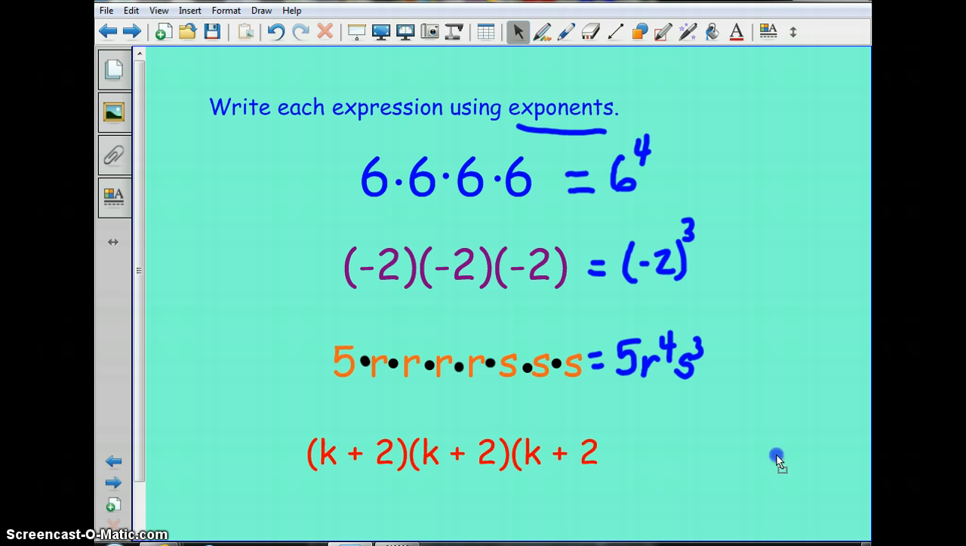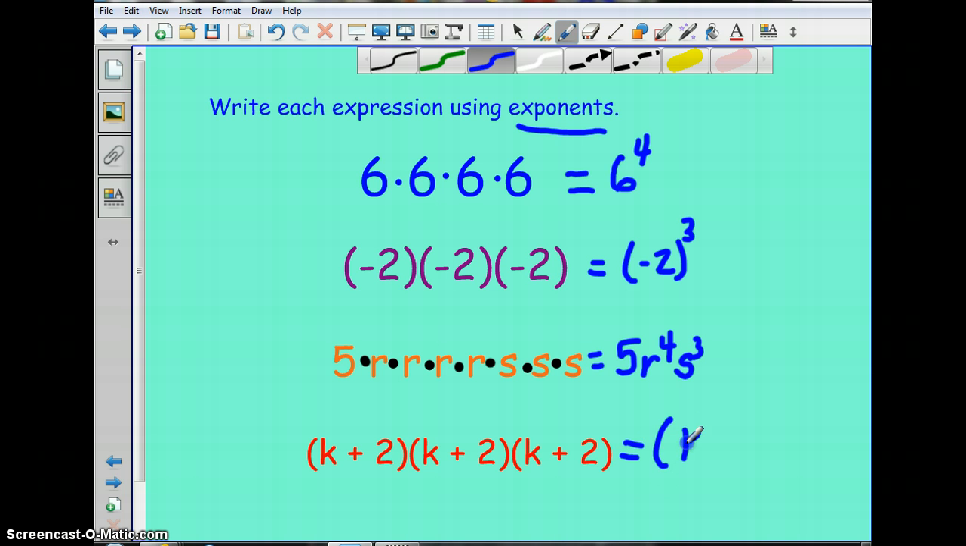Now what about this one? We have a quantity that we're timesing. The quantity is k plus 2. And we have 3 of them. So that whole quantity is taken to the third power.